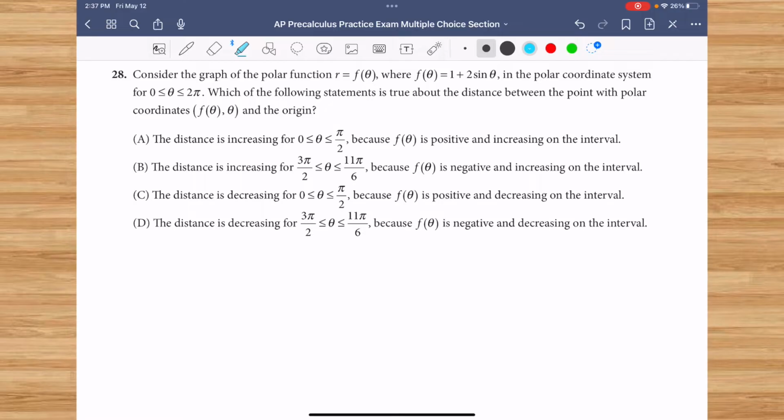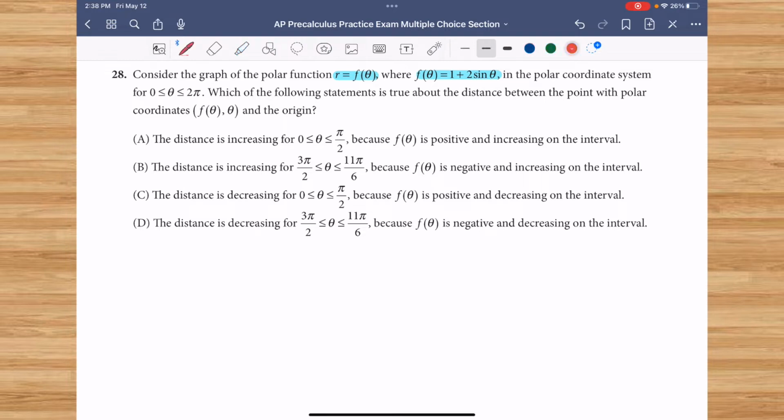Question 28 says, consider the graph of the polar function r equals f of theta, where f of theta is equal to 1 plus 2 sine of theta in a polar coordinate system for 0 is less than or equal to theta, which is less than or equal to 2 pi. Which of the following statements is true about the distance between the point with the polar coordinate f of theta, comma, theta, and the origin?